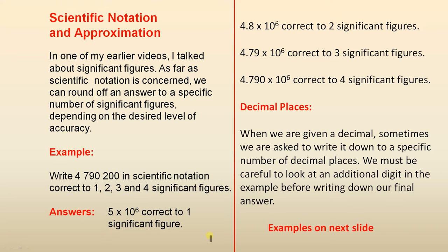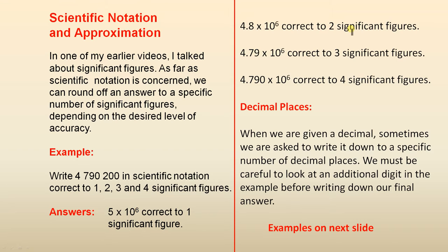Now here is the first answer. That'll be 5 times 10 to the power of 6 correct to 1 significant figure. Now that is the lowest level of approximation. That's not very accurate, but it is an approximation, and that's why the 5 here is only 1 significant figure. Because basically, this number here is 5 million, which is a rough approximation of this number here.